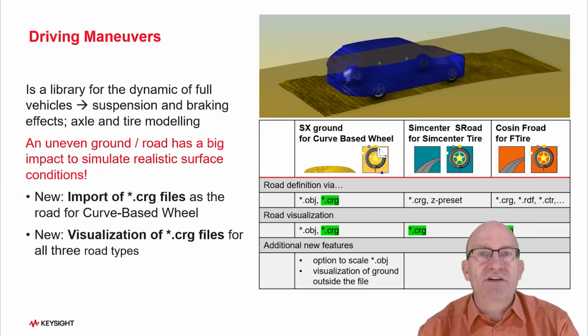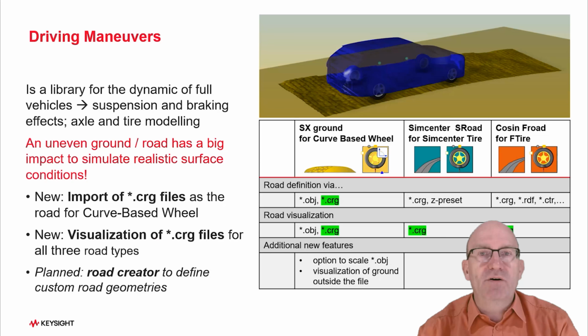Beside that, we have the SimCenter tire from Siemens and Cosin, which also are able to use CRG, and we use this capability to add a road visualization to these tires. So instead of just having it on a visible road with the profiles, we can use the same CRG file to visualize what the vehicle is doing.